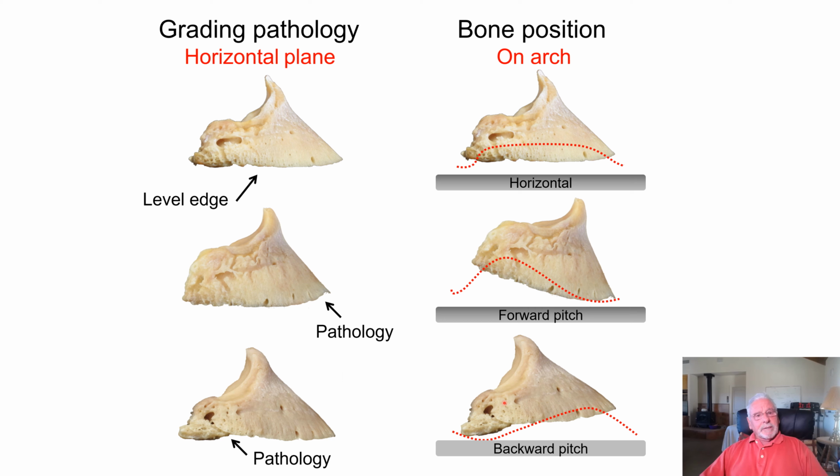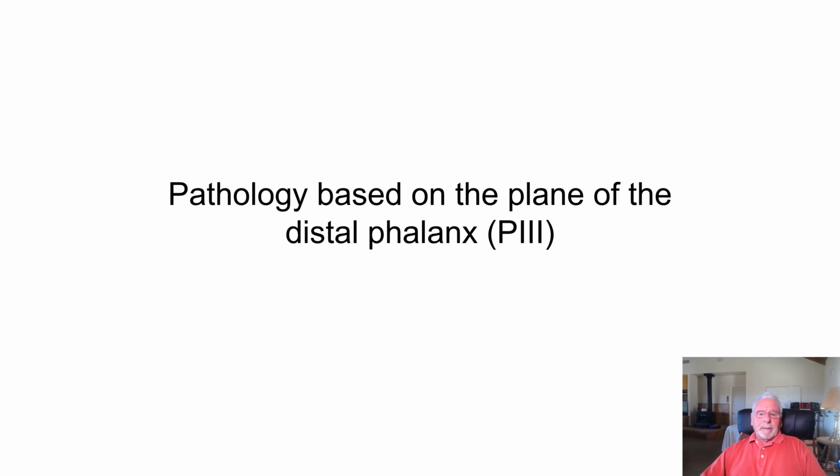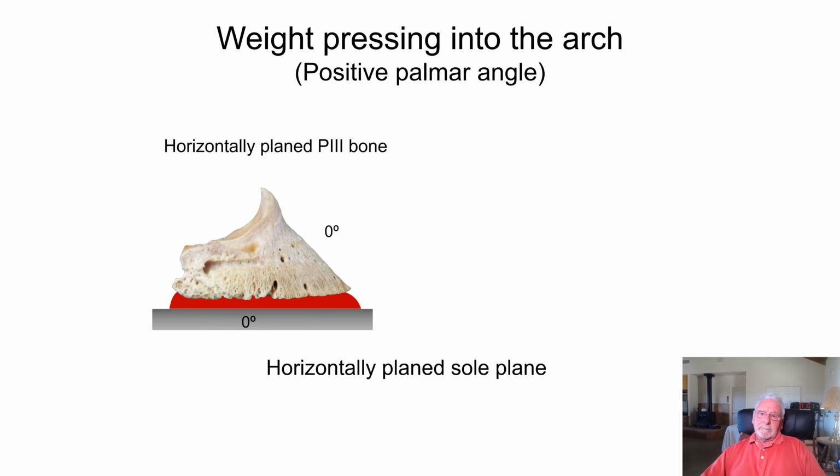What we have to concentrate on is how to control the arch. Because if we can get an arch to duplicate this or look like this position, then our pastern alignments will improve and change. To be honest, everything improves and changes. So we can talk about pathology based on the plane of the distal phalanx: weight pressing into the arch, a positive palmar angle.